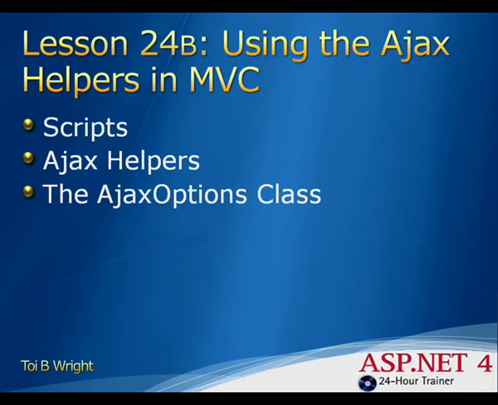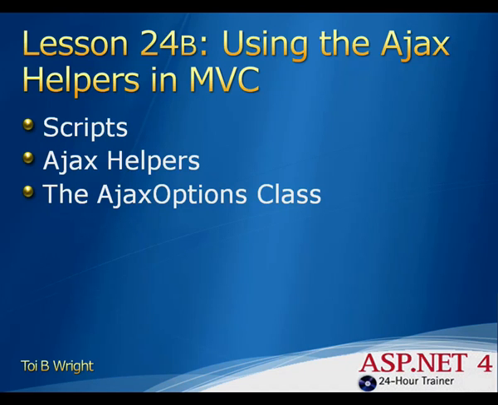BeginRouteForm. This helper is also used to designate the beginning of a form that will be submitted asynchronously using JavaScript. The difference between BeginForm and BeginRouteForm is that BeginRouteForm includes the route as one of its parameters. GlobalizationScript. This helper is used to define the culture information. And then finally, the RouteLink helper creates a link using the specified route. The route is made asynchronously using JavaScript when the link is clicked.